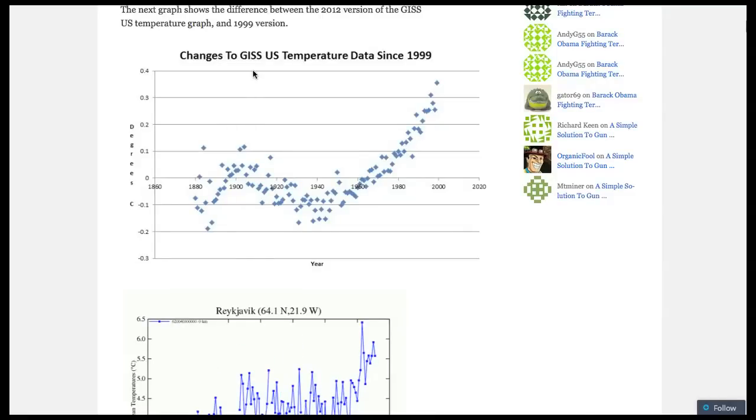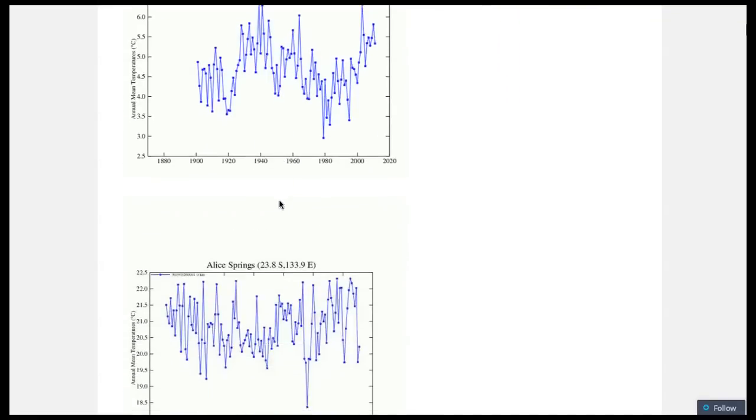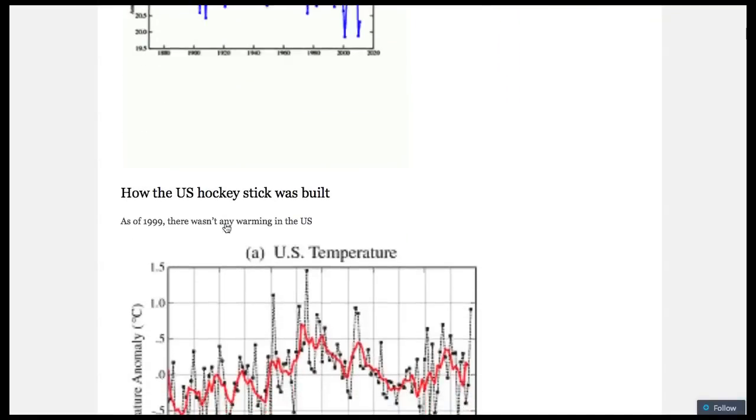Again, you can take a look at the changes that were made to GISS U.S. temperature data since 1999 in GISS version 3, and look at that. Lower in the past, higher in the present. Again, this is how much they're adjusting the data. So, of course, you've got to adjust the past lower. And again, it happens in Reykjavik. It happens in Alice Springs. It happens all over the world.